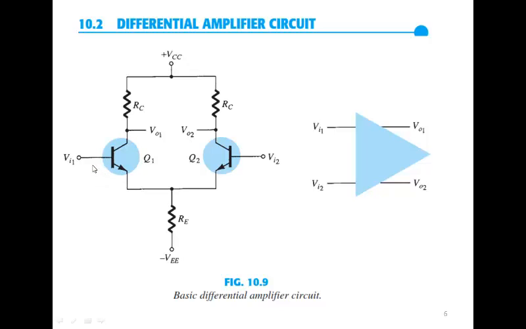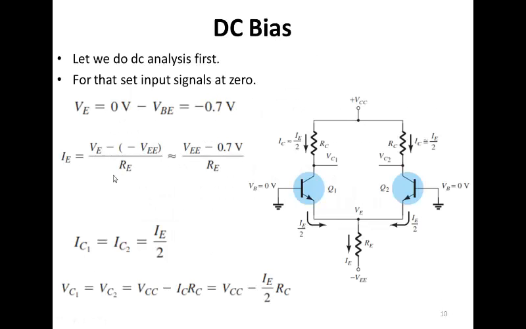First we set these two inputs at 0 and then compute the Q point of the circuit. For the Q point, we would like to find out all the currents in the transistors and all the collector to emitter voltages of the transistors, which are the Q point values. First we do a DC analysis, and then we will perform AC analysis to determine the AC quantities like differential gain and common mode gain. So let me do the DC analysis first.